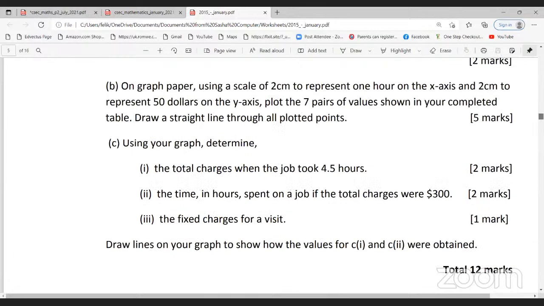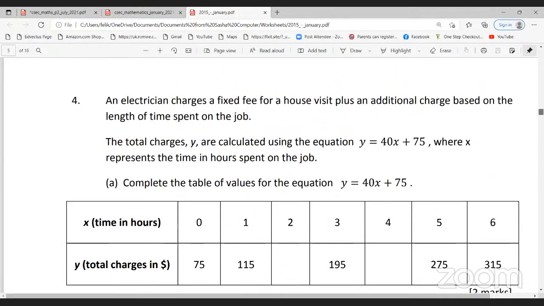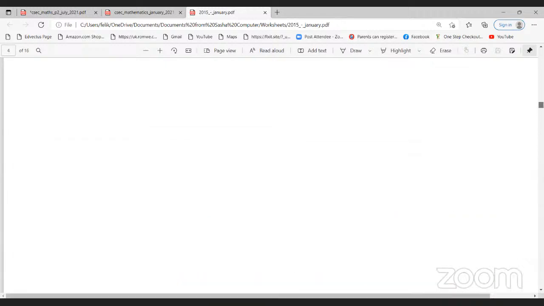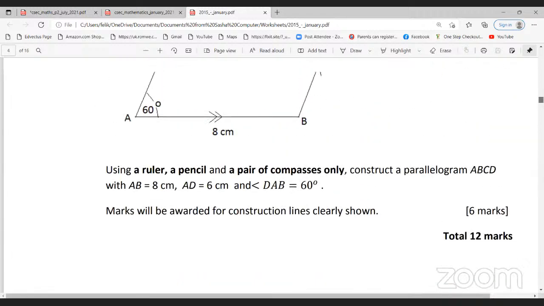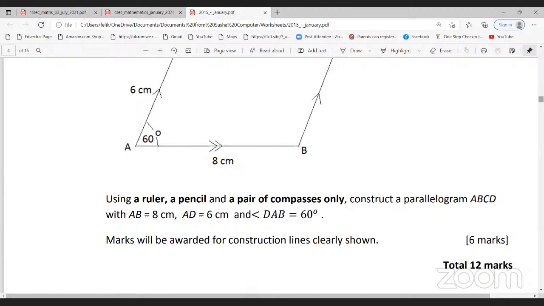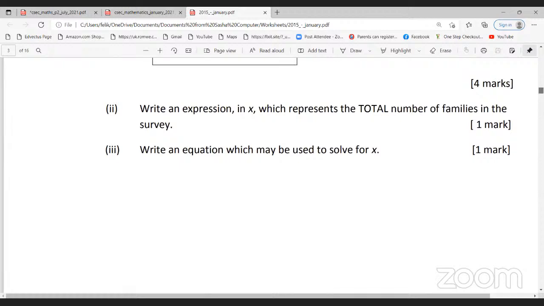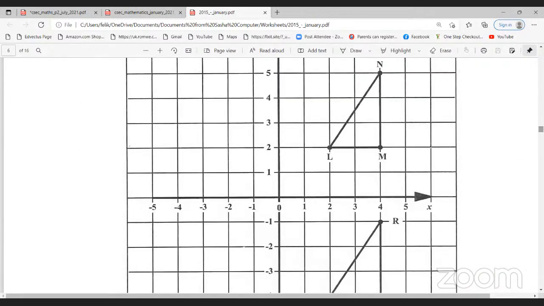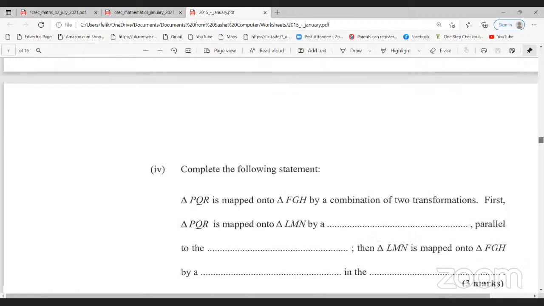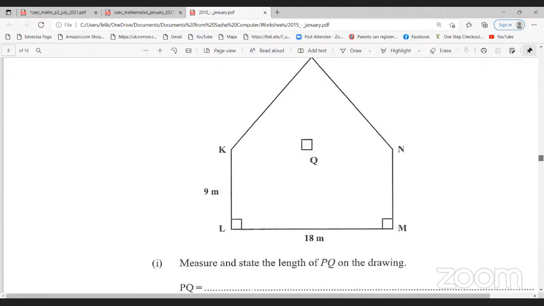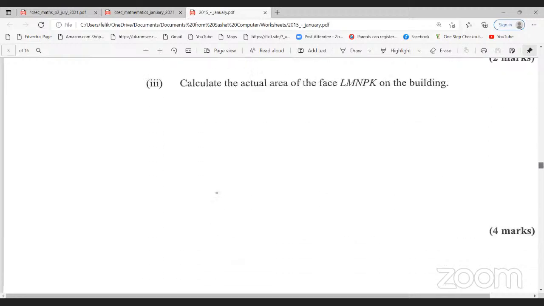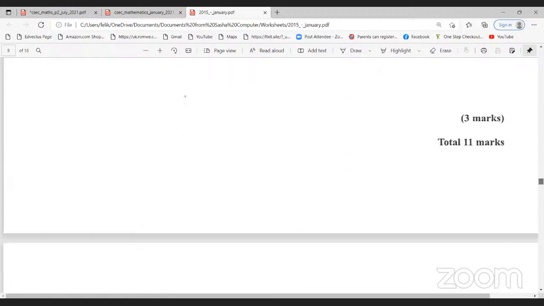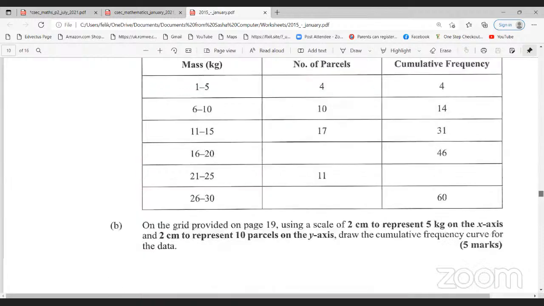Miss, can we draw with freehand? Straight lines, you need a ruler. Freehand is when you're sketching. Find a ruler. All right, good.